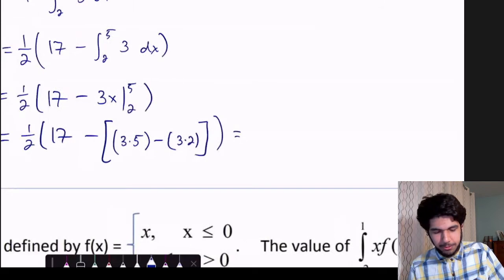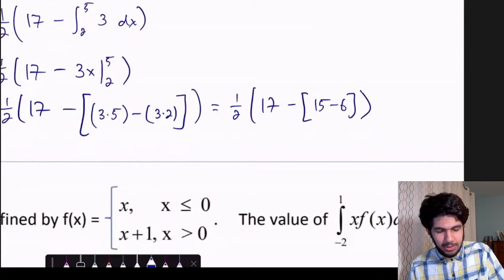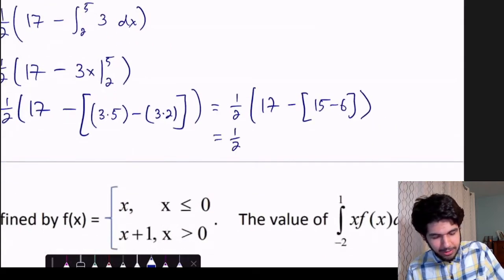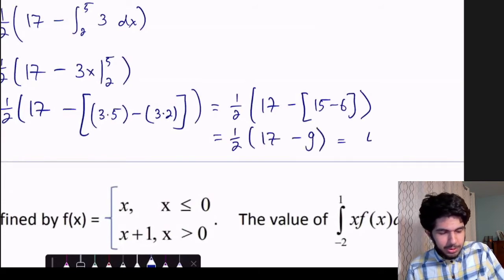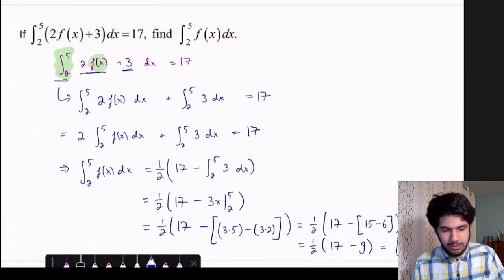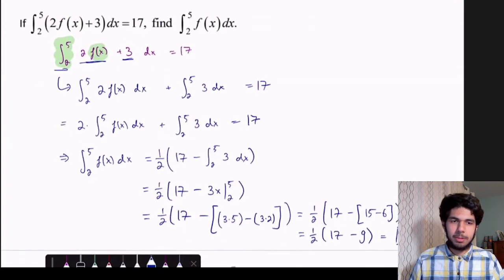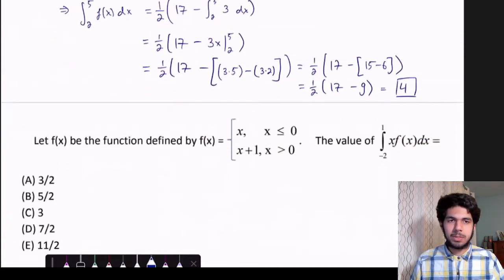And then we'll just simplify this a bit. So 1/2 of 17 minus 15 minus 6. So that would be equal to 1/2 of 17 minus 9. And that will equal 4. And that should be our answer. So this question was just testing how well we know our integration properties. I don't know if that was visible at the very bottom there, but it should be now.